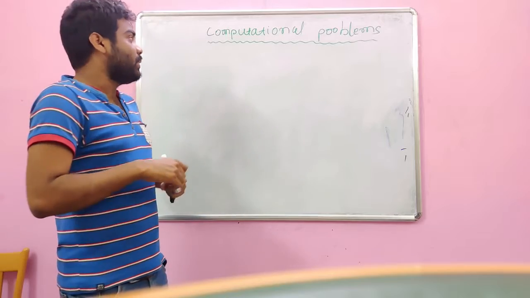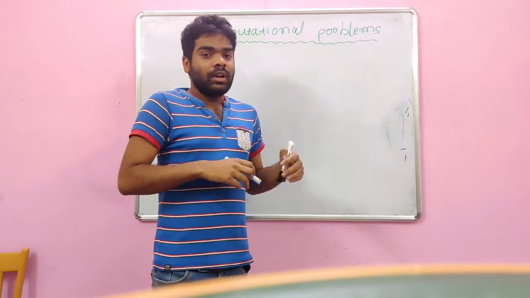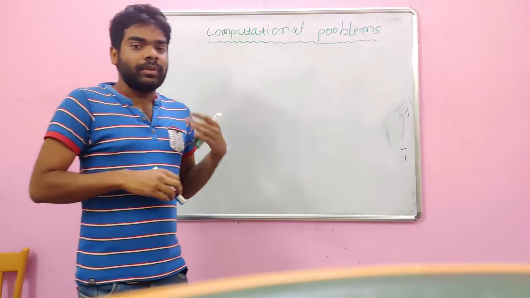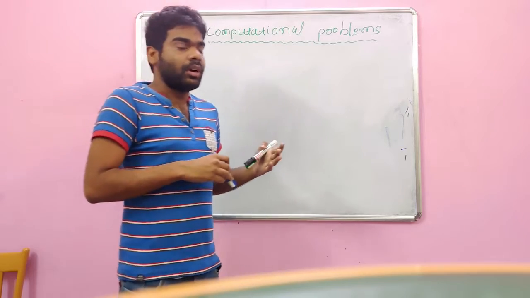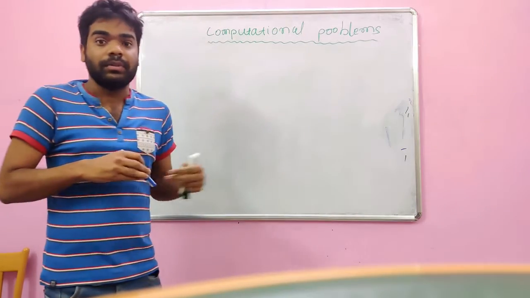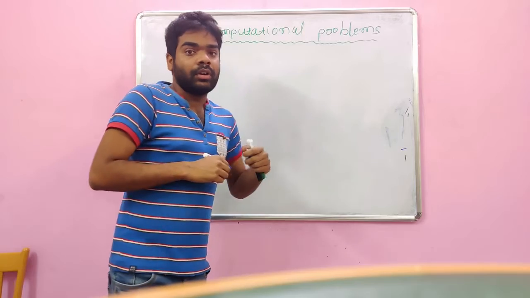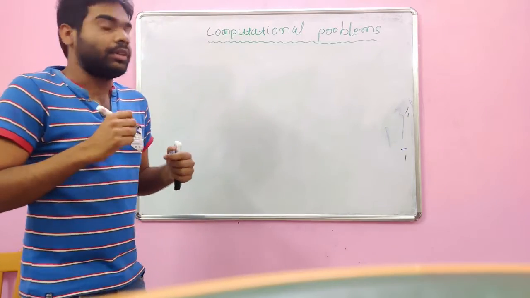Explain about different types of computational problems. So, based on the graph theory, I'll be giving some examples, and how these are related to computational problems. First of all, I will give one example of Hamiltonian path.